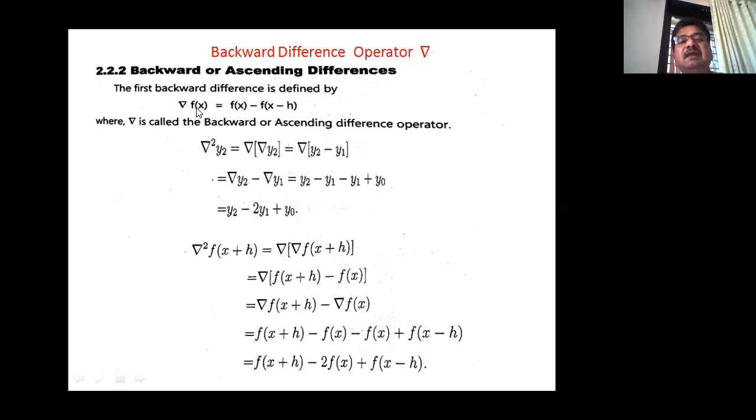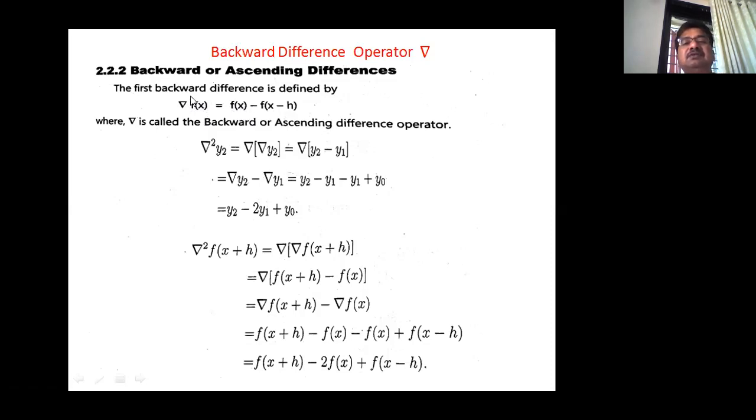So what is del f of x plus h by using the definition? It is f of x plus h minus fx. That is the value at the point minus the value at the previous point. What is del of f of x plus 2h? It is f of x plus 2h minus f of x plus h. So the value at the same point minus the value at the previous point.